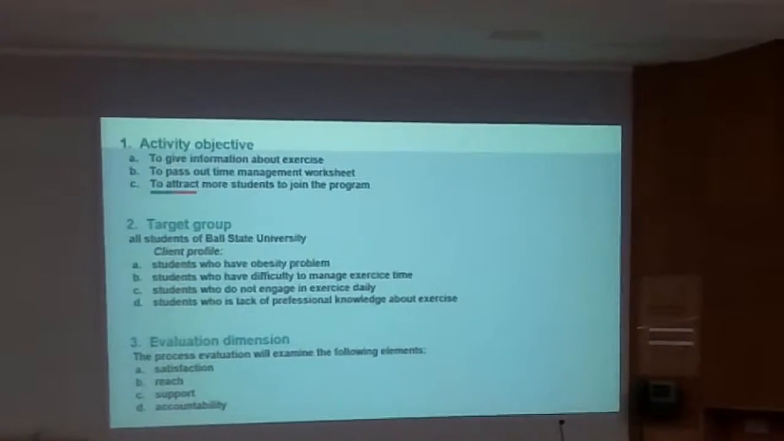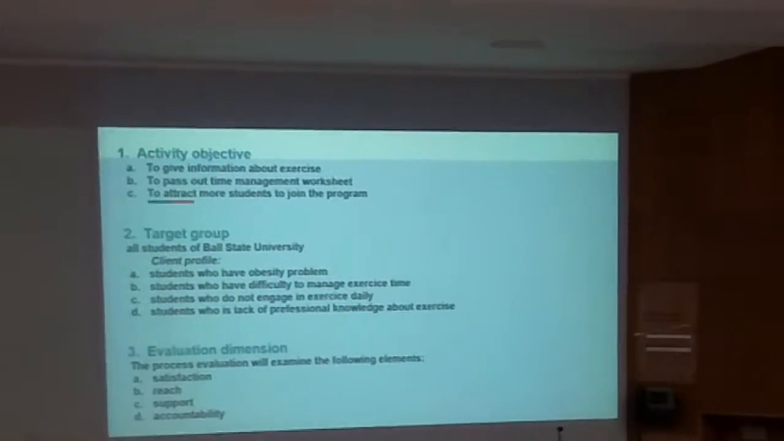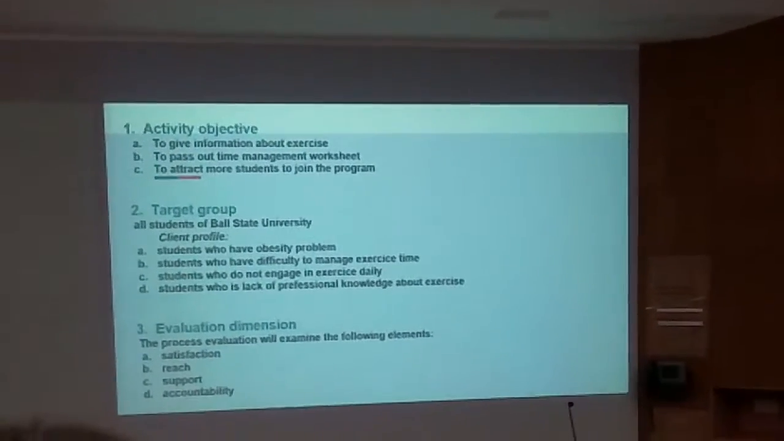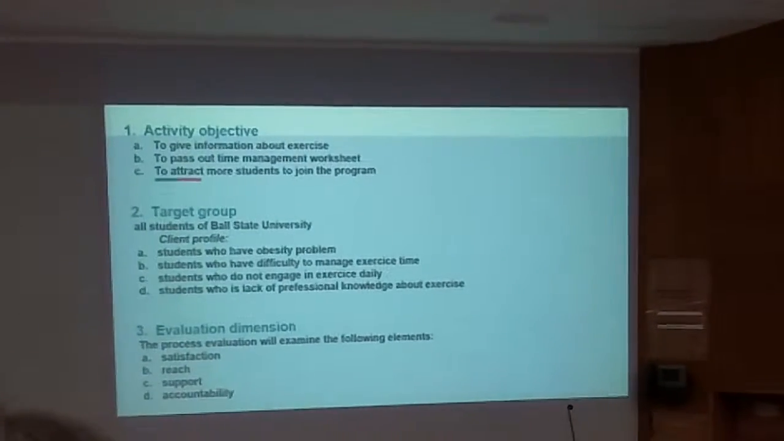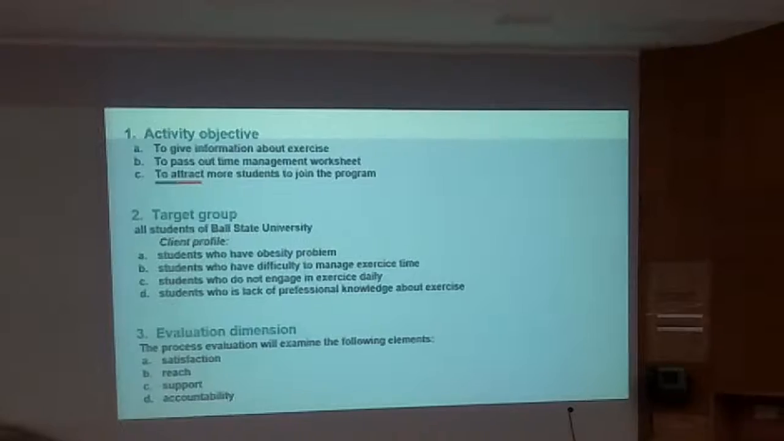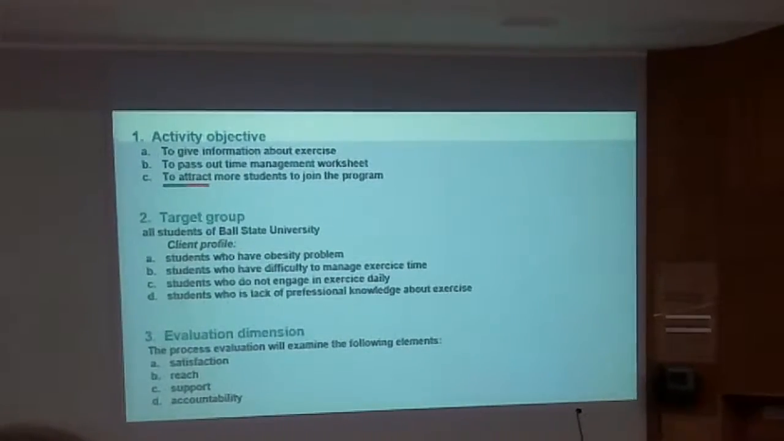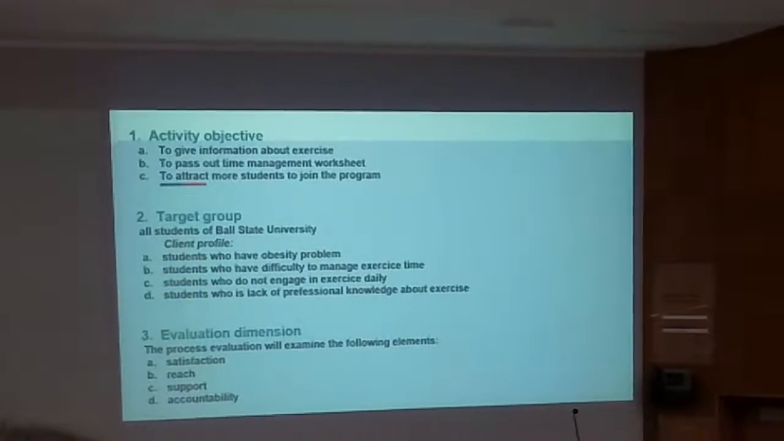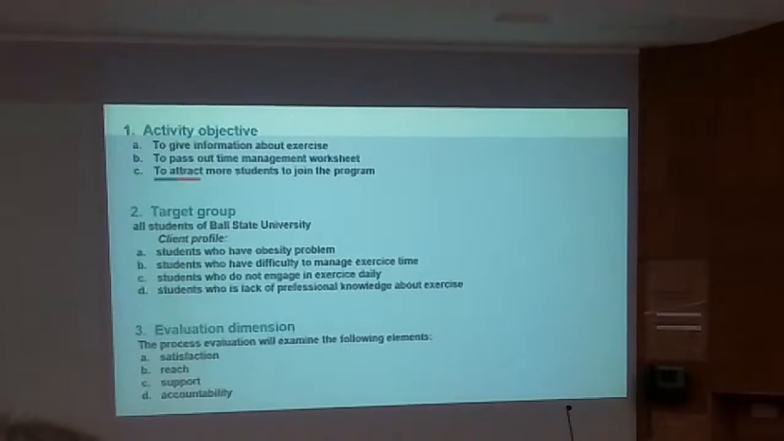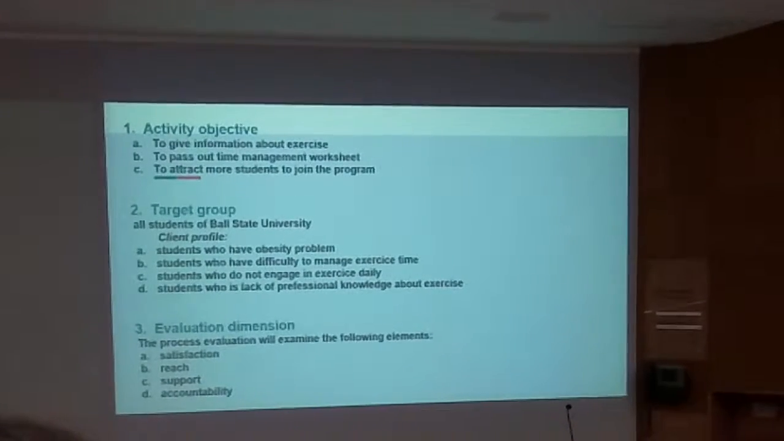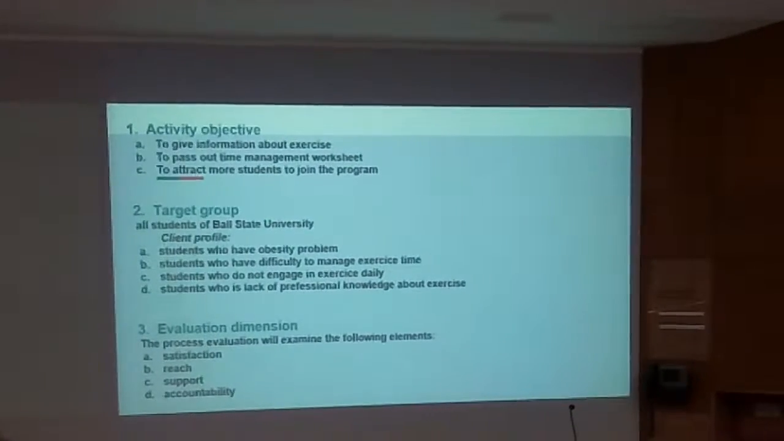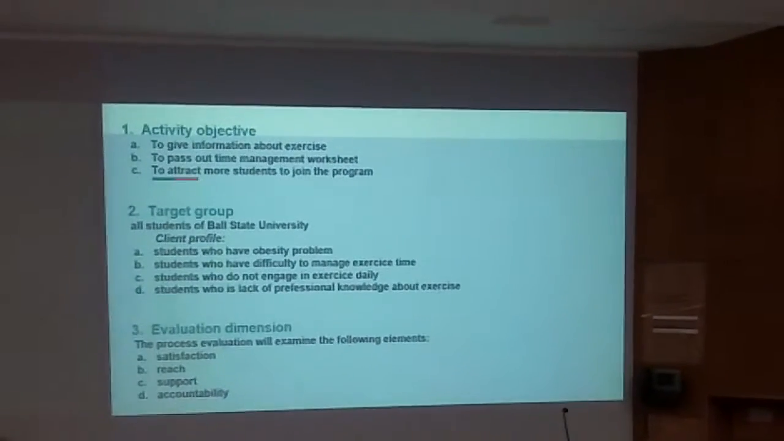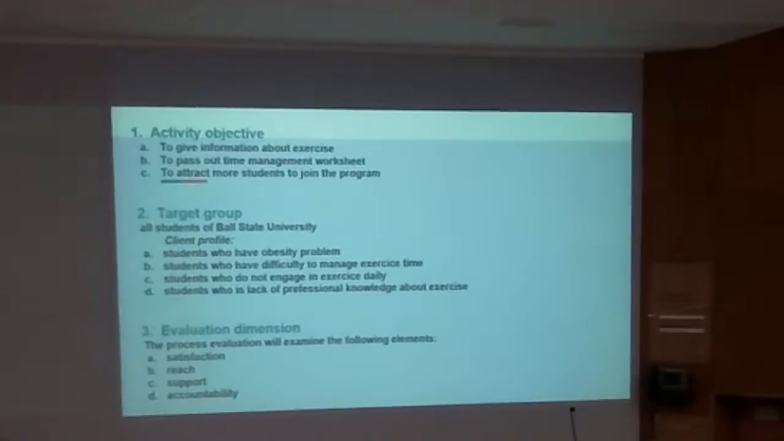Well, the first part is activity objective. We identify three types of objectives in activity 1, which are to give information to the students, to pass out the worksheet, and finally, most importantly, to attract more students to get into the program. And then it's target group. Actually, all of the students at Ball State University are our target group. But we also have a client profile as follows, which has more details according to the needs assessment.